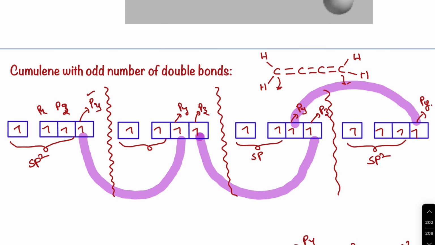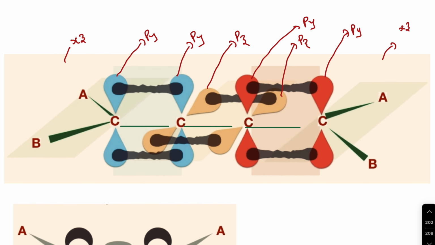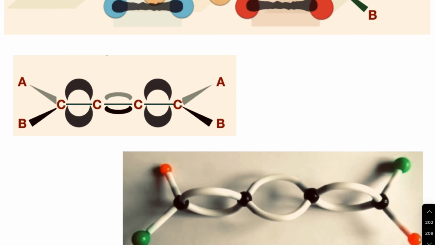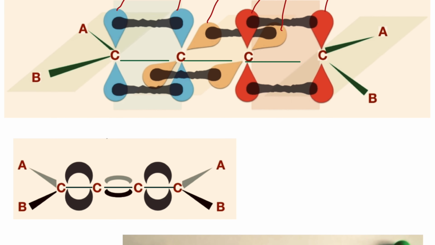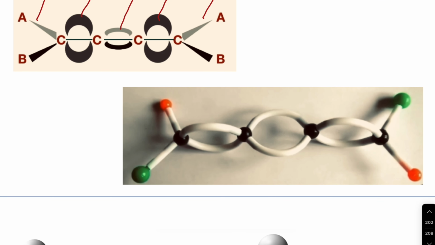Ultimately this pi bond, this one and this one are in the same plane. These hydrogens are also in the same plane. Understand it properly. So here these two are perpendicular, these two are perpendicular. Ultimately what I am trying to show here is that the sigma bonds are in the xz plane, here the sigma bonds are in the xz plane. So here this is py py, this is py py, and here this is pz pz.